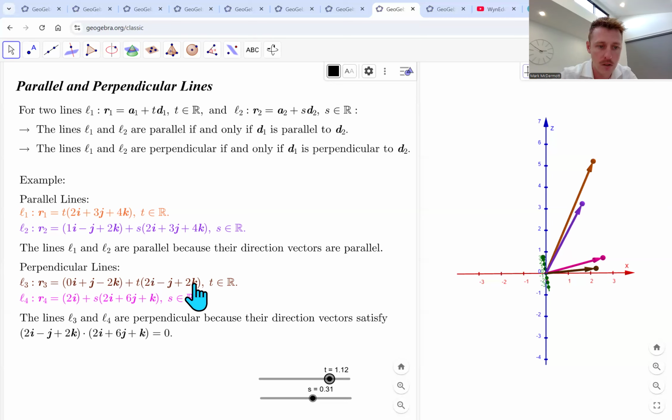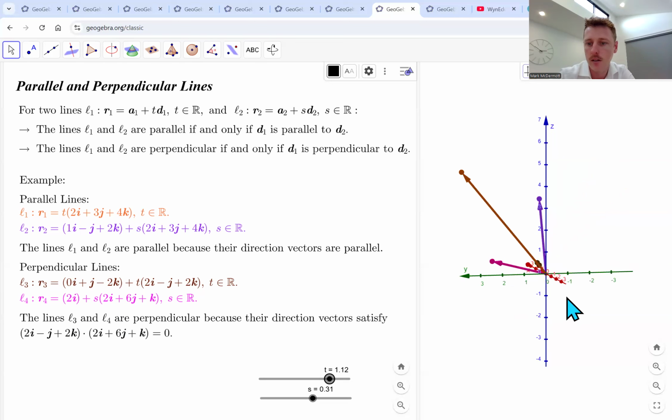So 2i minus j plus 2k dotted with 2i plus 6j plus k does equal 0. Because remember, when you take the dot product, you multiply the coefficients of the respective components and then add them together. So let's do that. 2 times 2 is 4, plus -1 times 6. So that's 4 minus 6, which is -2, plus 2 times 1 is -2 plus 2, which is 0. So the scalar product or the dot product between these two vectors is 0. And so L3 and L4 are perpendicular because the direction vectors satisfy that the dot product is 0 between them.